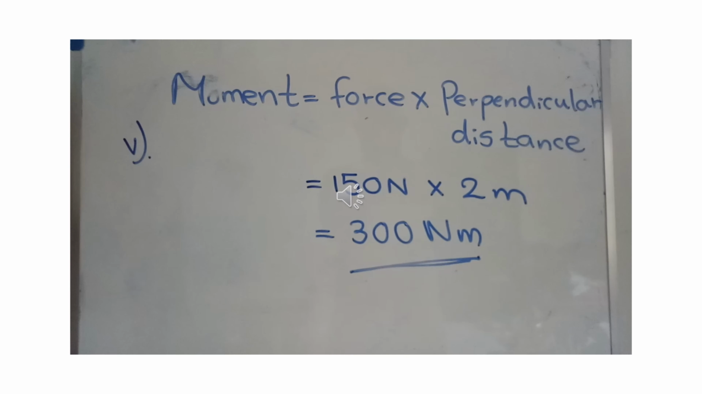The fifth part asks, what is the moment of the reaction S around point A? In the same way as the previous question, we can find the moment. The moment equals force into perpendicular distance. The force is given as 150 Newton and the distance mentioned on the diagram is 2 meters. Then 150 Newton into 2 meters, the answer is 300 Newton meters.